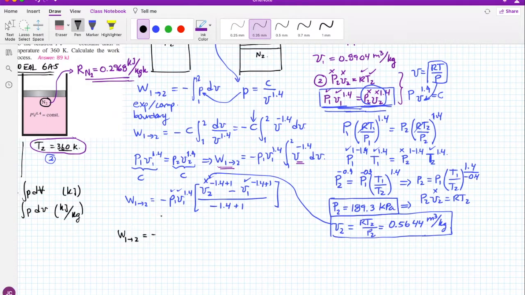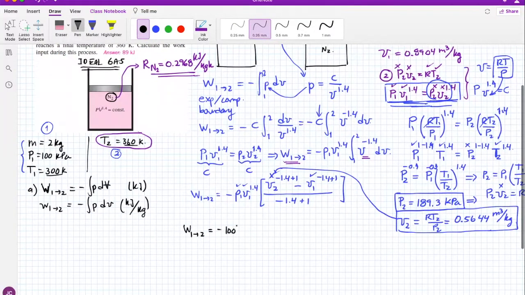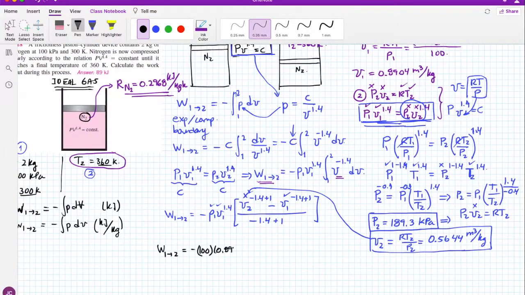Allow me to put some values over there. So I'm going to put what I know. It's 100 times V1, and V1, I think you remember, was 0.8904, to the 1.4, got it. And with this, let me fill it in with numbers: 0.5644, with an exponent of minus 0.4, minus 0.8904, with an exponent of minus 0.4, and this guy is minus 0.4.